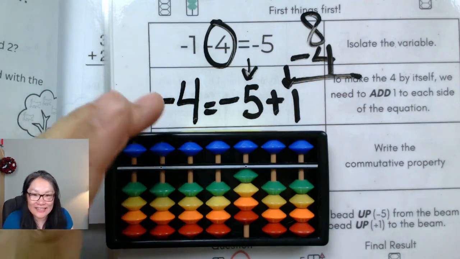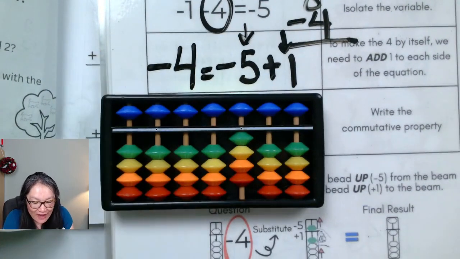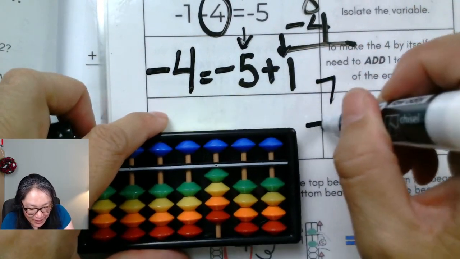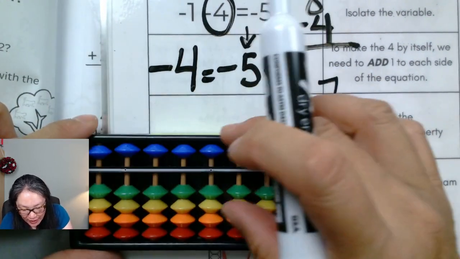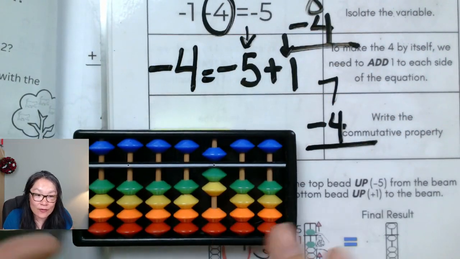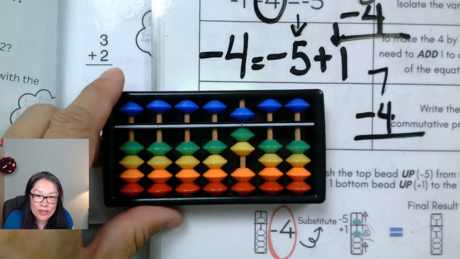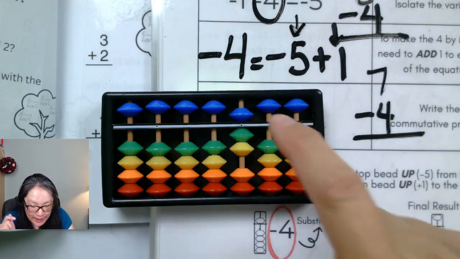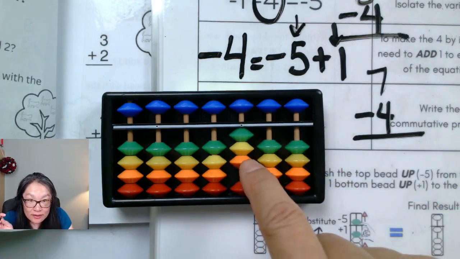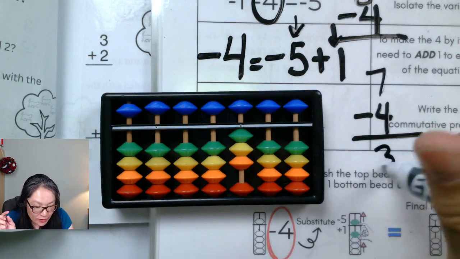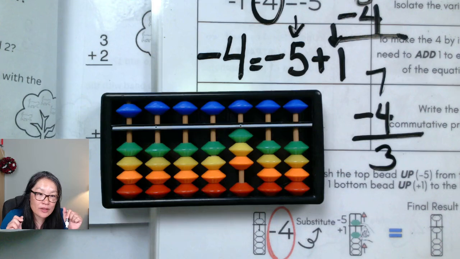Does that make sense? So we can do it again. If I have 7 minus 4, what are we going to do? I have 7. I want to minus the 4. Minus the 4 is what? Minus the 5 plus the 1. So my final answer is 3. How are we doing? We're all right?